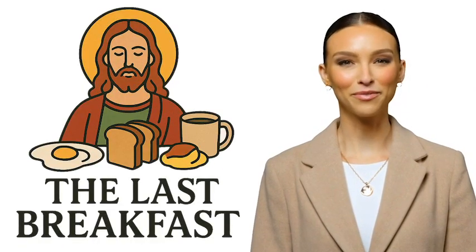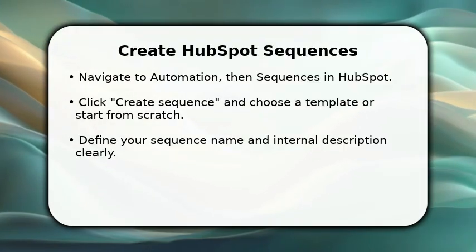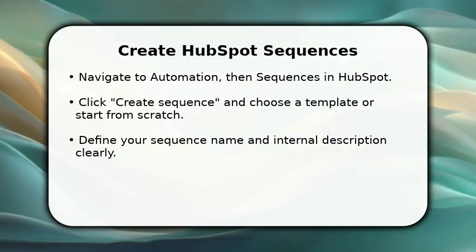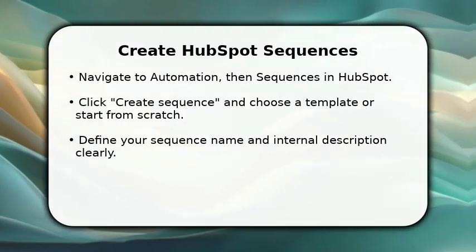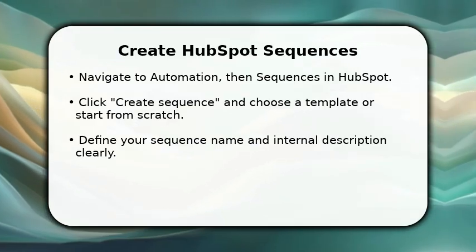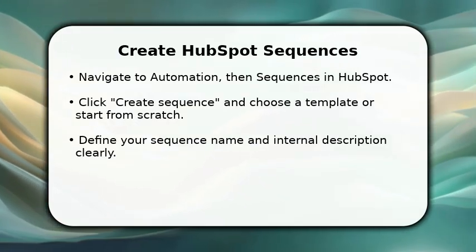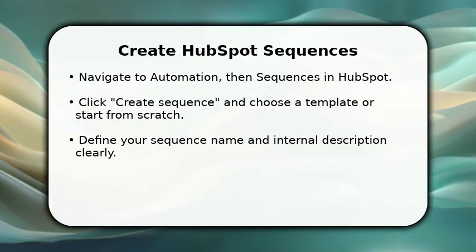Please enjoy the video. In this video, I will explain how to create a sequence on HubSpot. First, log into your HubSpot account and navigate to the automation section, then select Sequences. From there, you'll click the Create Sequence button.